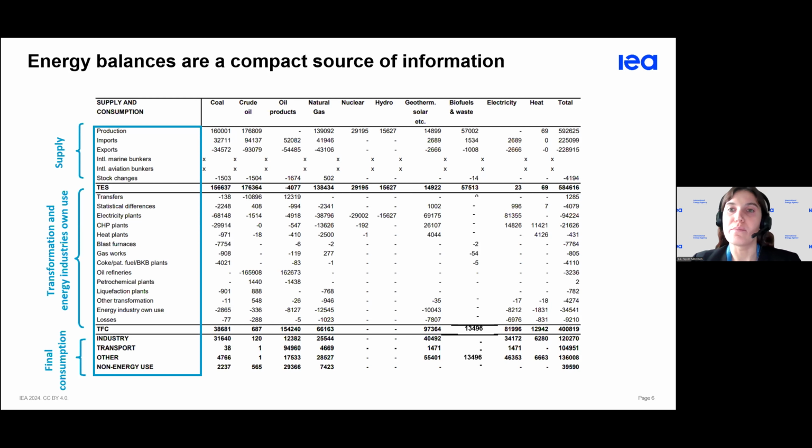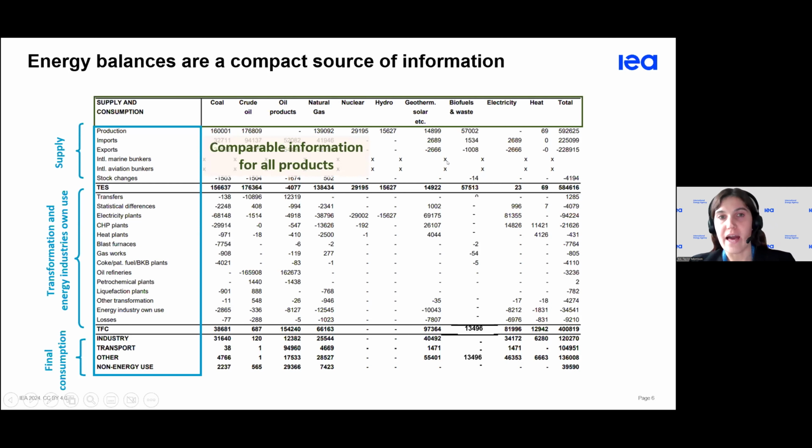Then we have the transformation sector and energy industry own use. This part of the energy balance captures the transformation from one energy product to another, for instance, from coal to electricity. And then finally, we have final consumption. This captures how energy is finally consumed within a country.